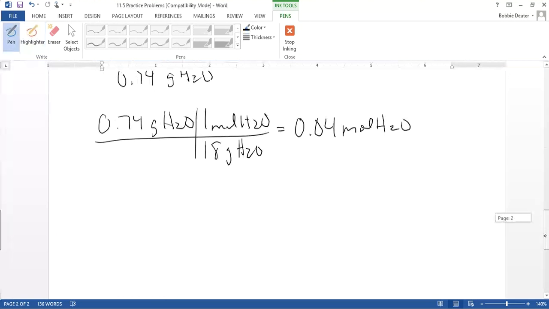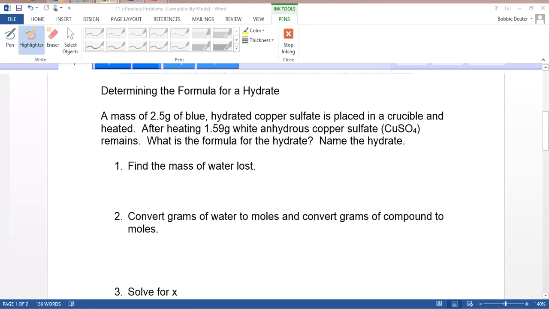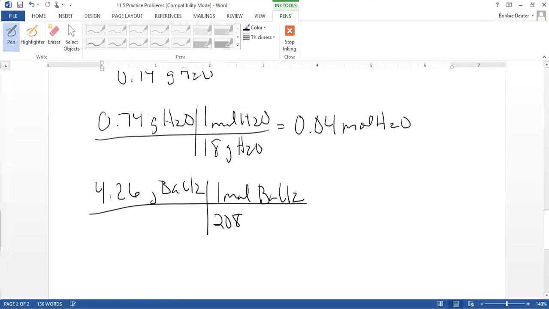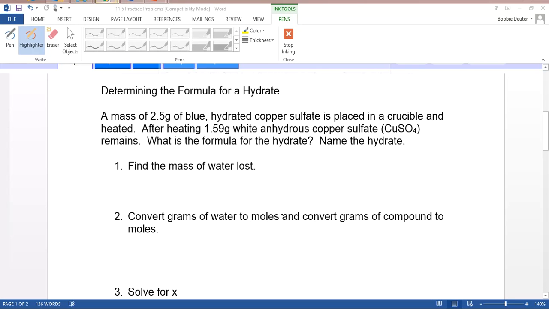Then we do barium. Now this would be our anhydrous, and so we know from the problem we had 4.26 grams of our anhydrous, so that's just barium chloride. We have 1 mole barium chloride on top. The molar mass of barium chloride is 208. Again, we're using the periodic table to find the molar mass for that. Multiply the top, divided by the bottom, you get 0.02 moles of your barium chloride.